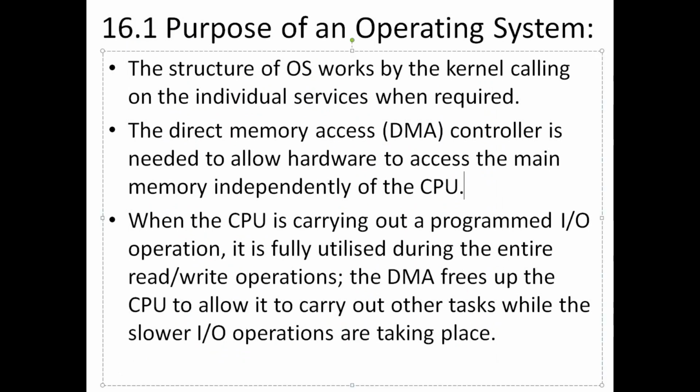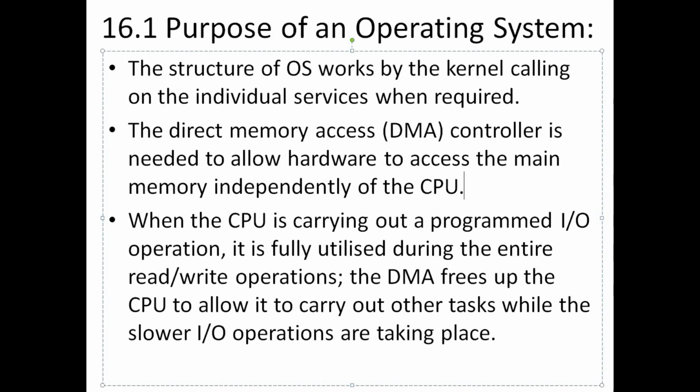The direct memory access, or DMA, controller is needed to allow hardware to access the main memory independently of the CPU. When the CPU is carrying out a programmed input or output operation, it is fully utilized during the entire read-write operation. Hence, the DMA frees up the CPU to allow it to carry out other tasks while the slower I/O operations are taking place.